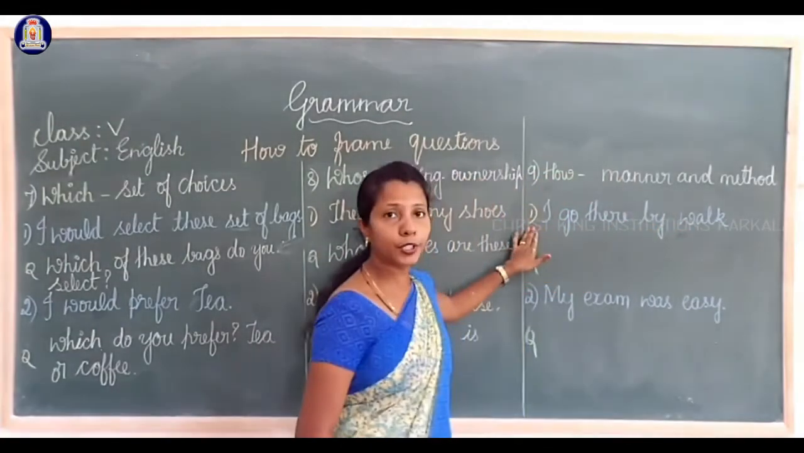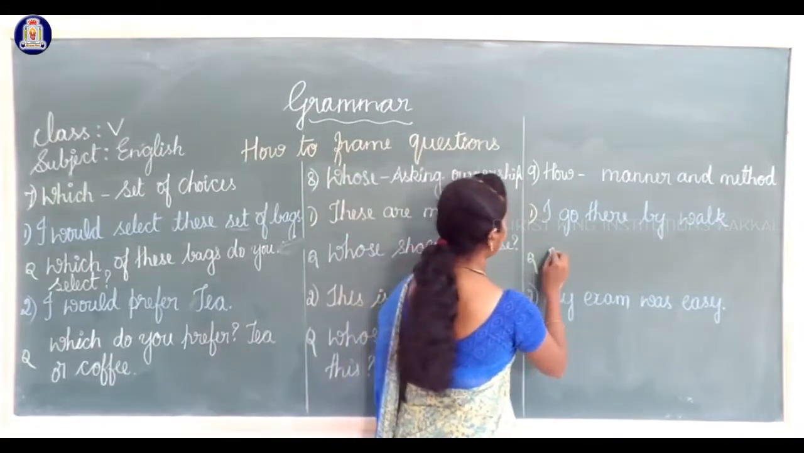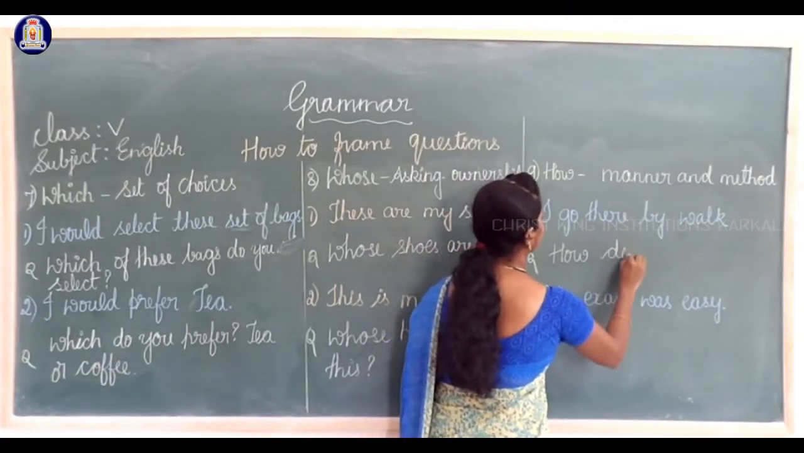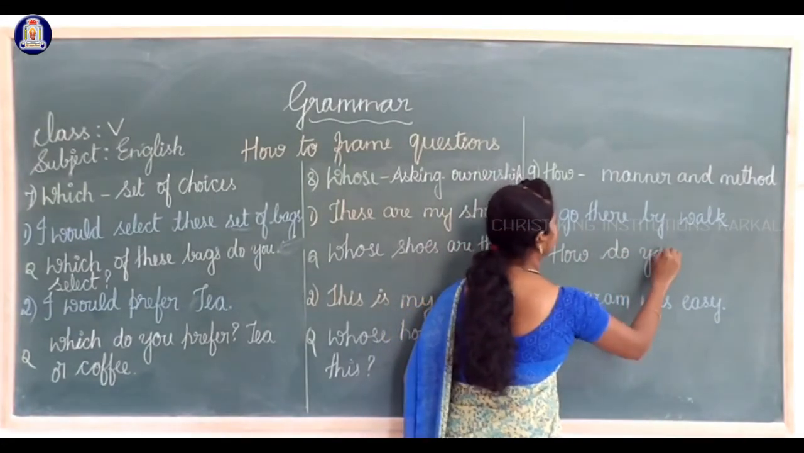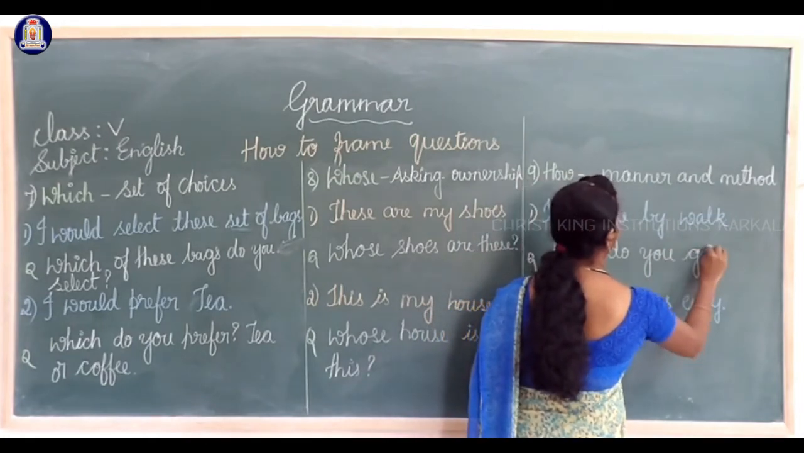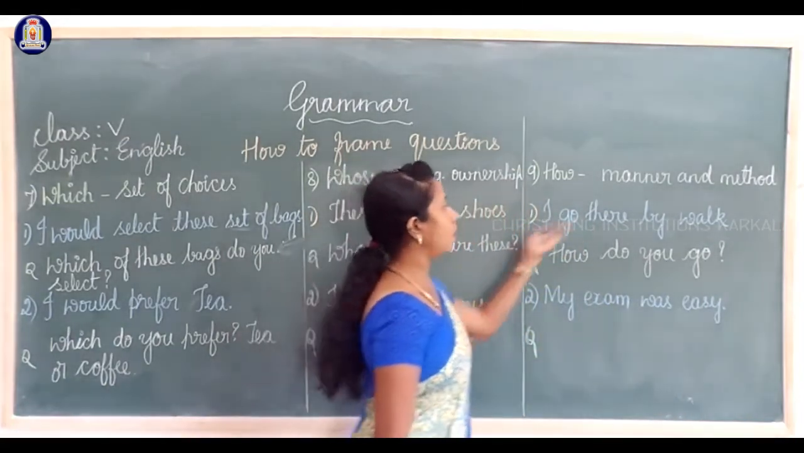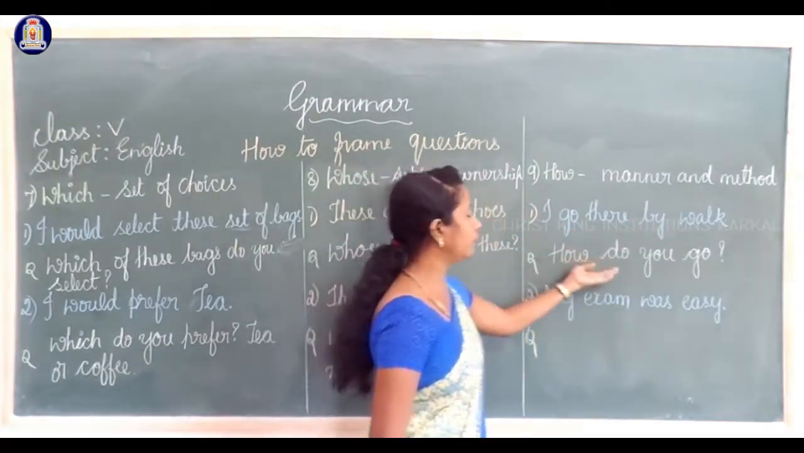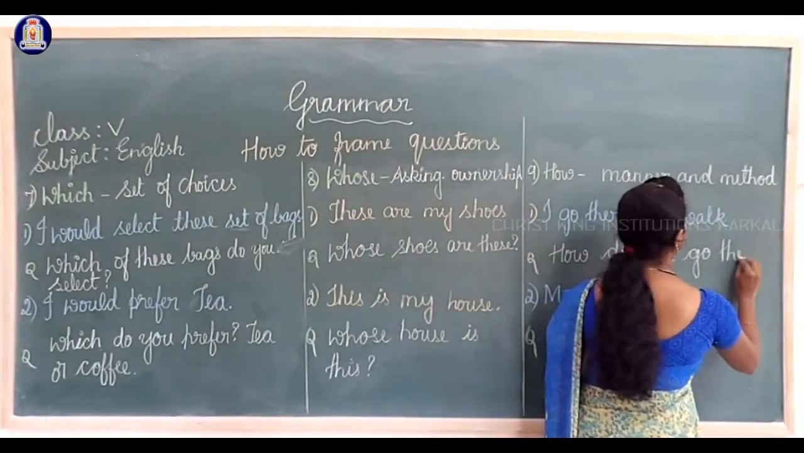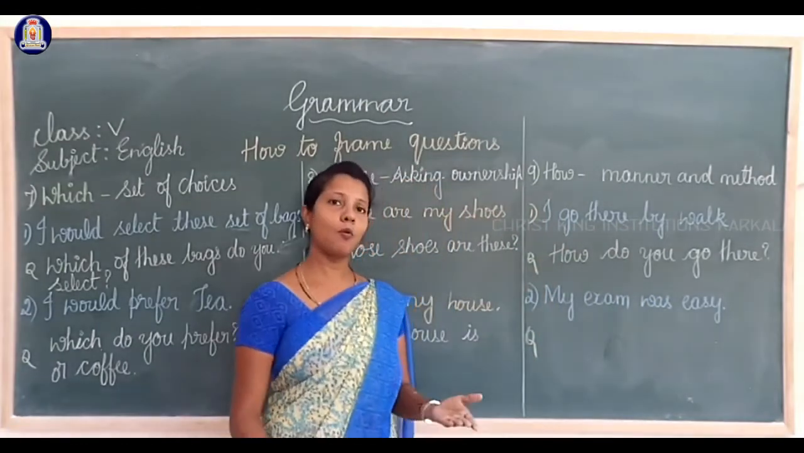So how are you going to use how in the question? How do you go? I go there by walk. Or how do you go there? We can add there as well. So, how do you go there? I go there by walk.